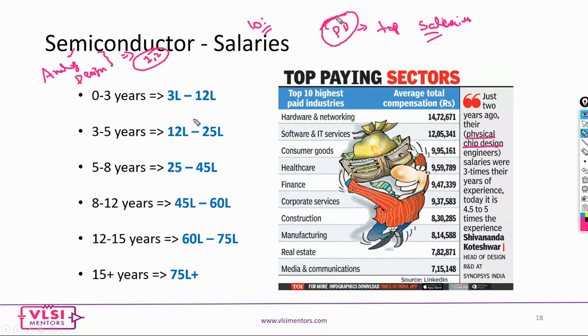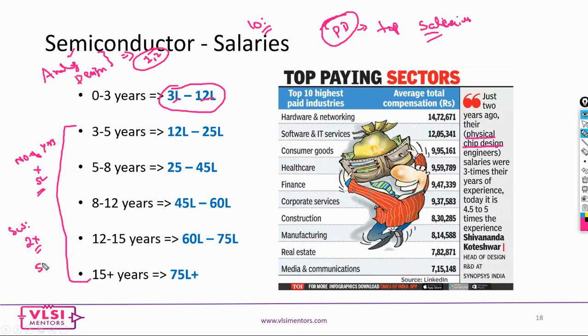Now coming to the salaries, don't worry about your first three years' salary. It can be anywhere between 3 lakh to 12 lakh. But the main thing is this: number of years times 5 lakh is the standard pay at this point of time. In software, people have only 2x, but in physical design they'll be able to have 5x. And the salary keeps growing year on year.